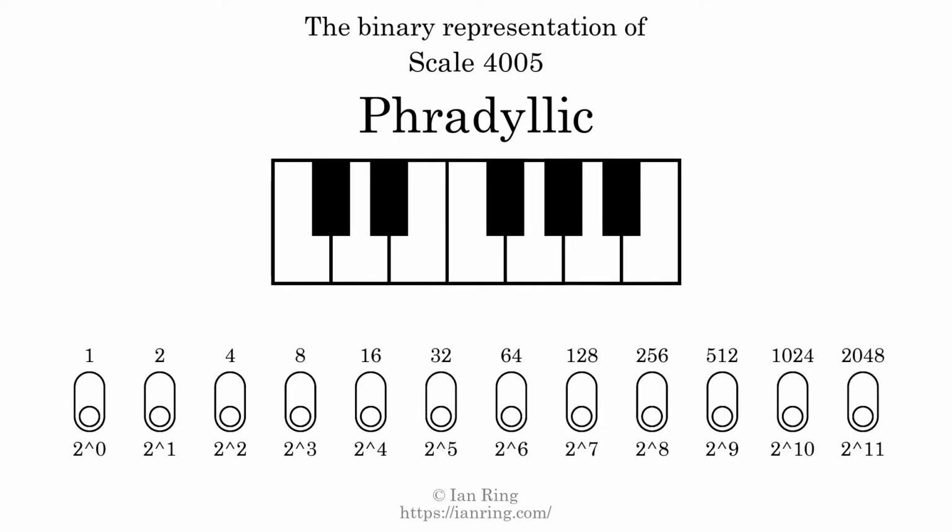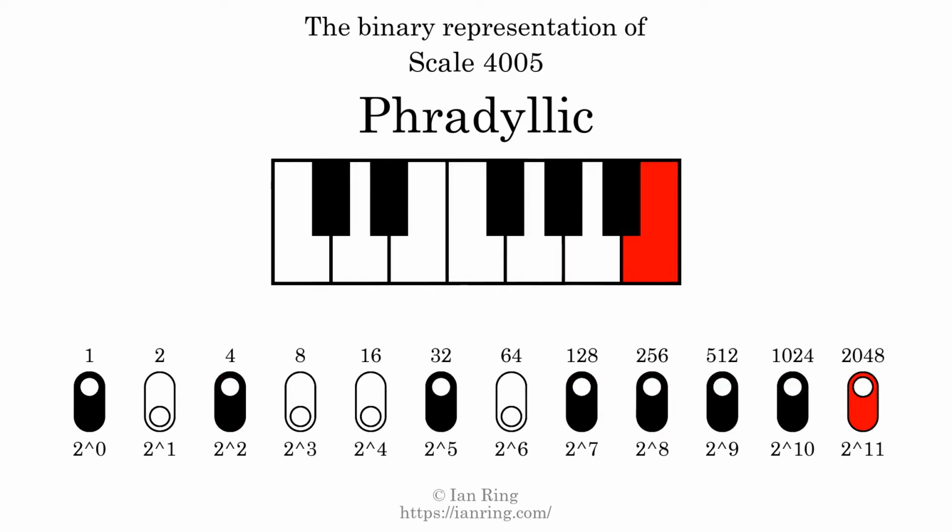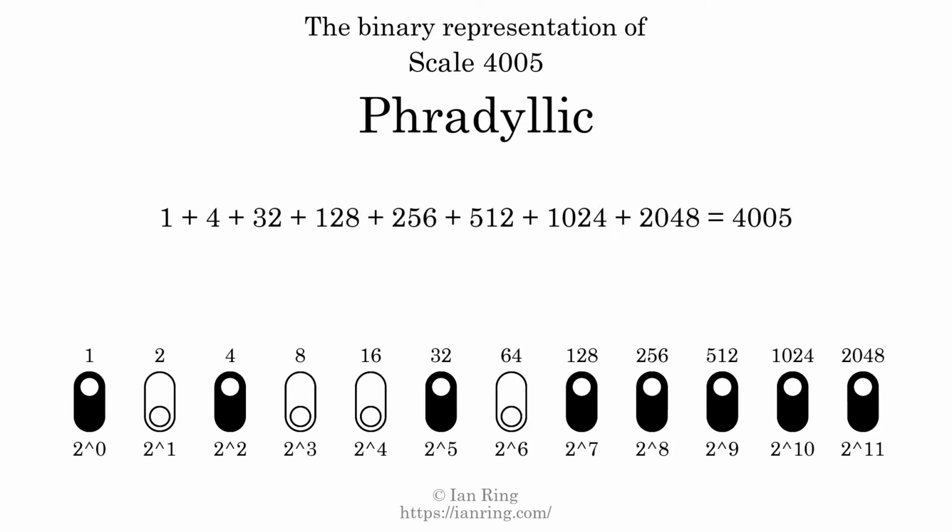The binary representation of this scale is determined by mapping tones of the scale to binary digits. Each binary digit represents a power of 2. To get the scale number, we add the powers of 2 together. The powers of 2 that are present in the scale, all added together, equals 4005. That is why the scale number, in decimal, is 4005.